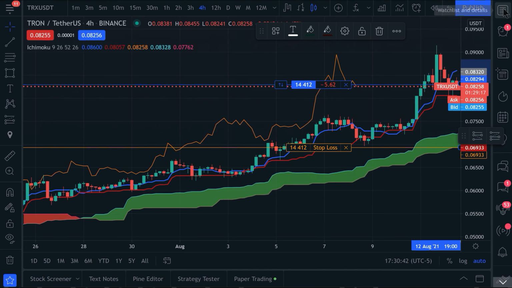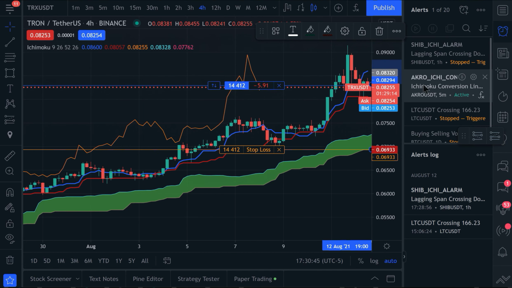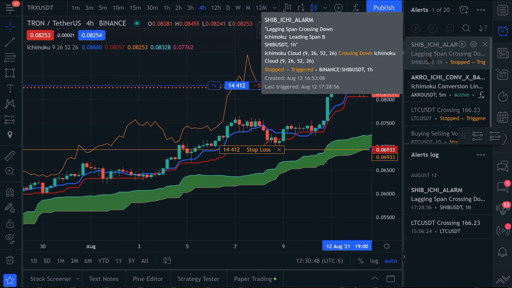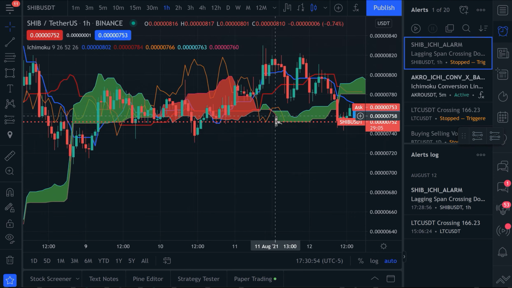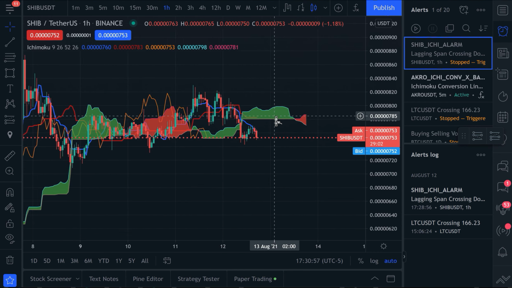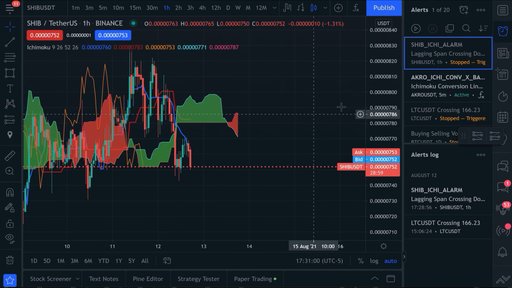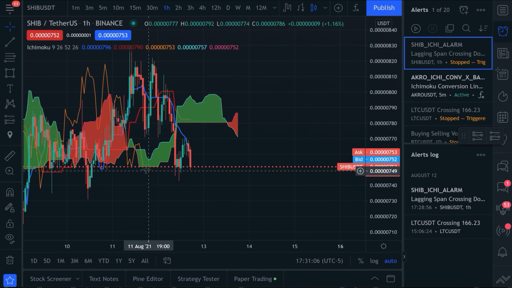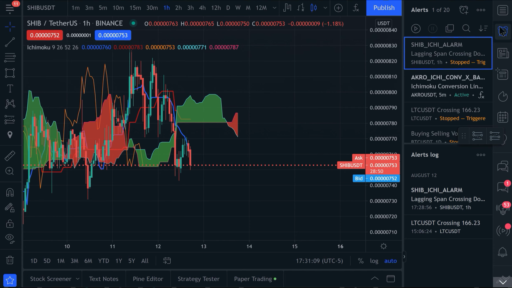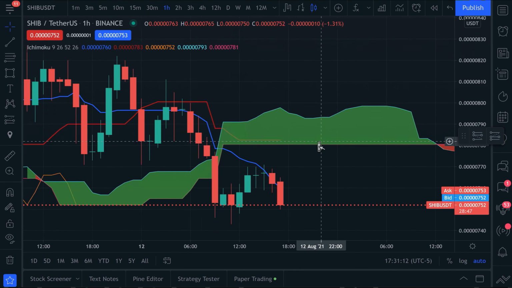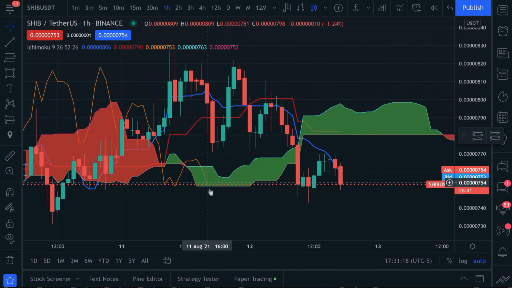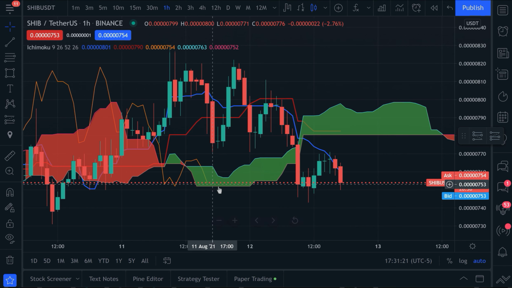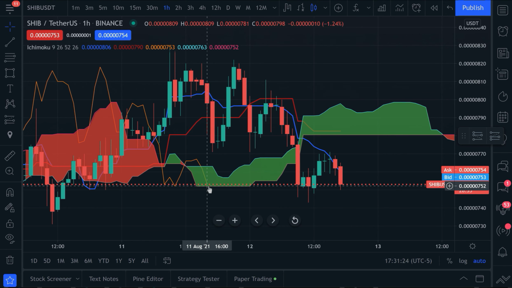and we want to see what is happening effectively. So on our alarms, where is it here? Here we have the SHIB with no entries at the moment, but our alarm was the lagging span crossing below. So it's still not ready because it's not completed the whole cross, but we will prepare. It's another 1 hour. This is the lagging span. It has to go a little bit lower than the clouds. So the alarm was fine.